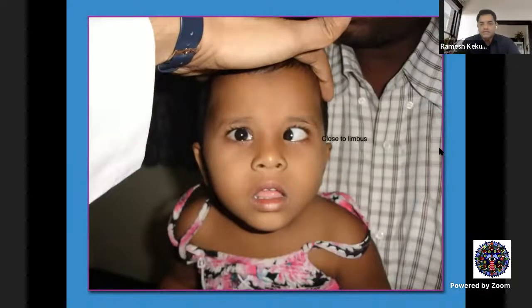So this is close to the limbus. I directly know what this patient has. This patient has an esotropia. You can see where exactly the reflex is falling, not exactly at the limbus.